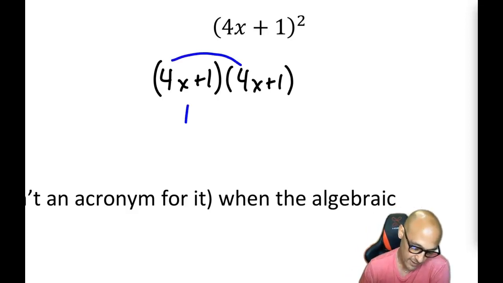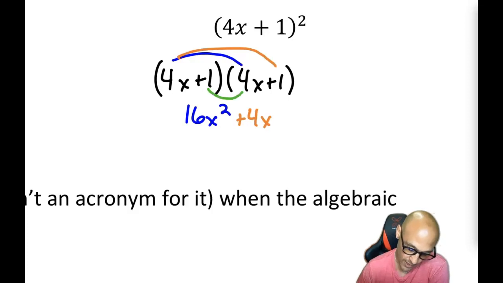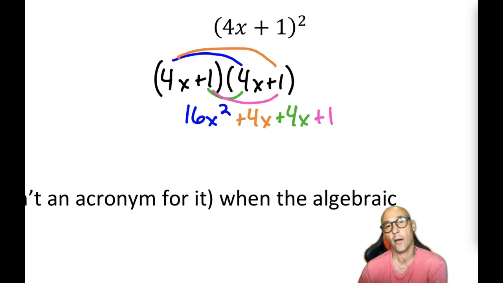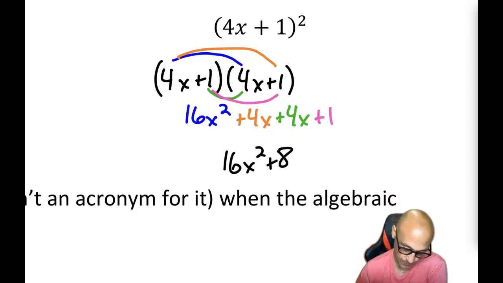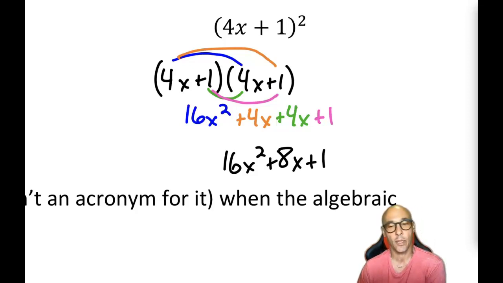4x times 4x is 16x squared. 4x times 1 is 4x. 1 times 4x is 4x. And 1 times 1 is 1. FOIL. Firsts, outers, inners, lasts. Combining like terms here, we get 16x squared plus 8x plus 1.